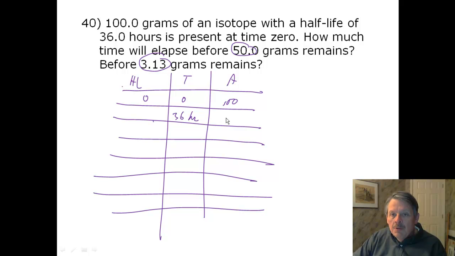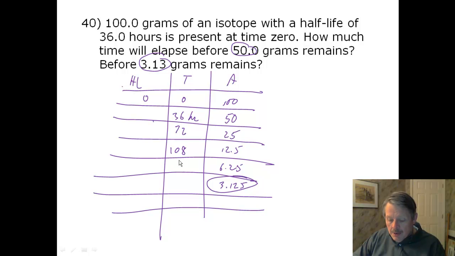So 50 grams is simply, that took 1 half-life of 36 hours. But we have to keep going. 12.5, 6.25, 3.125. There we are, right there. All right, so let's do our time. That's 72, that's 108, that's 144, and that's 180. All right, you can check this way. 3, 4, 5. This is 5 times 36. 5 times 36 is 180, so that's just another way to do it.